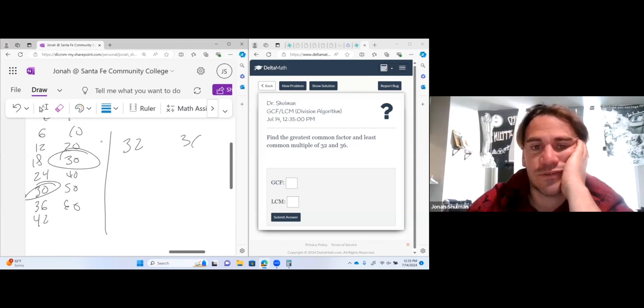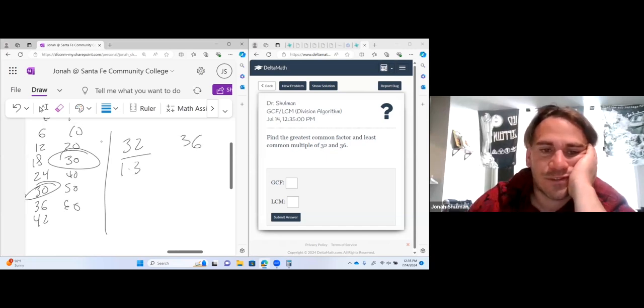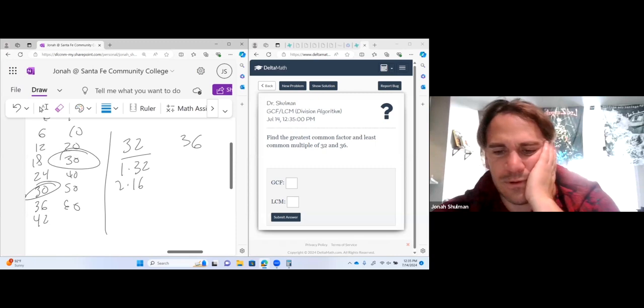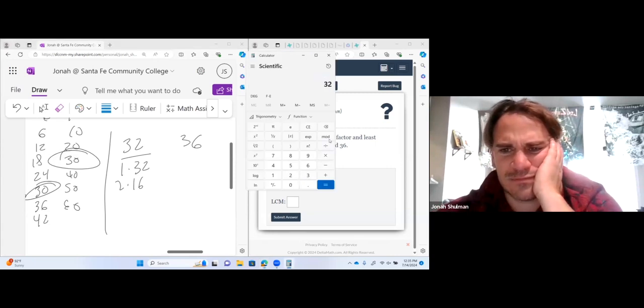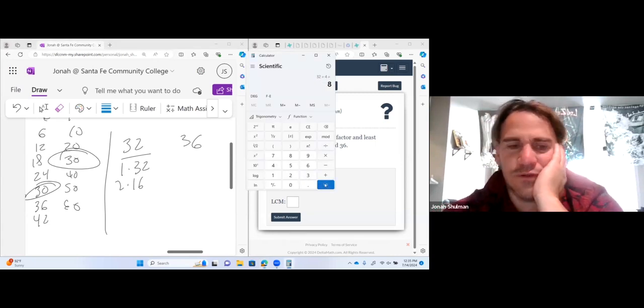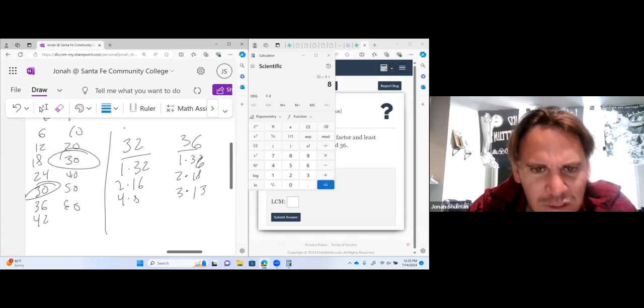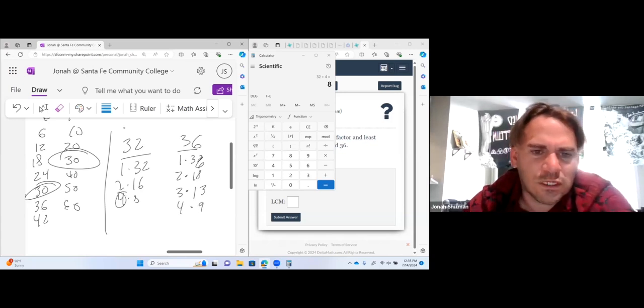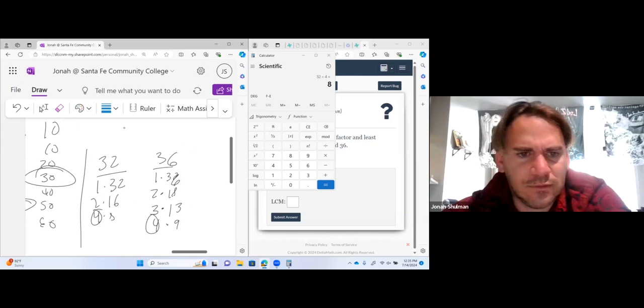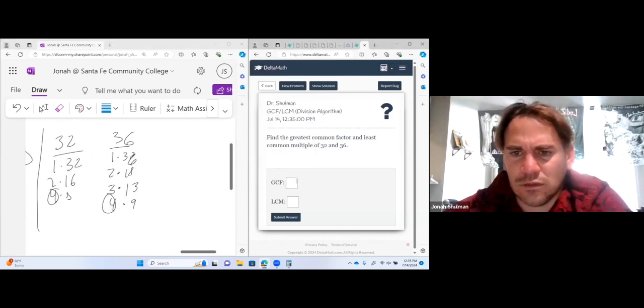So let's do the greatest common factor first. 1 times 32, 2 times 16. Is that it? What's 32 divided by 4? I don't think it's even. Oh, it is. It's 8 and 4. Cool. All right, so then 36 is 1 times 36, 2 times 18, 3 times 12. Nice. And 4 times 9. 4 is the greatest common factor, which is great. So we know the GCF is 4.